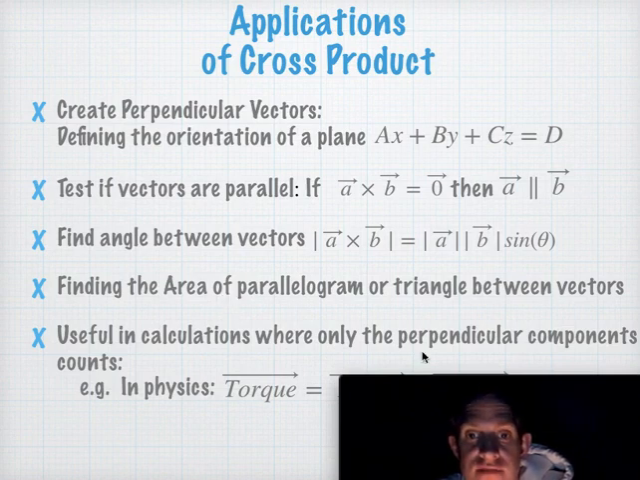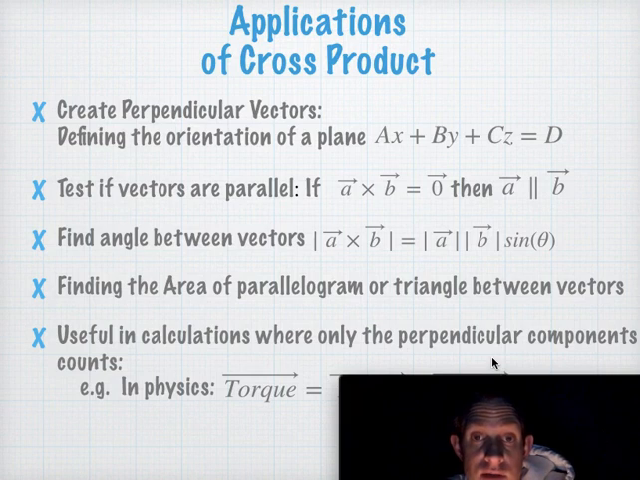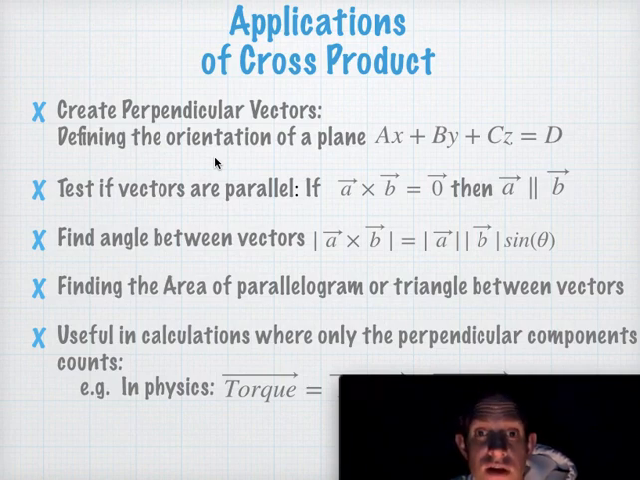There's a lot of different applications for the cross product. The primary reason that you might want to use the cross product is to create perpendicular vectors. We're going to use that in a little bit in an example that helps us define the orientation of a plane. Remember, that's kind of the slope, if you will, of a plane.